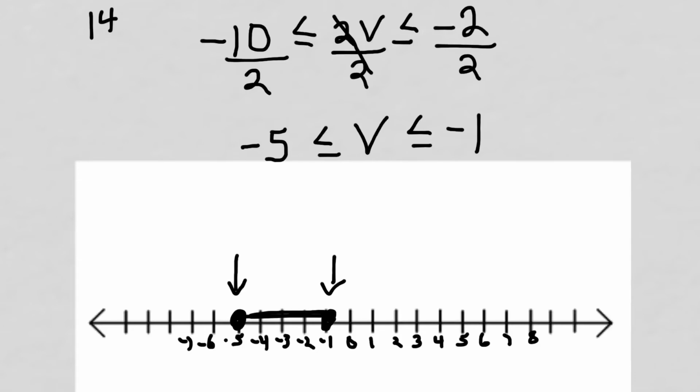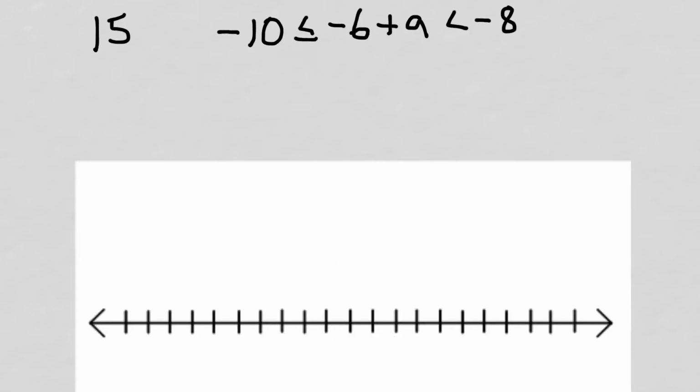All right, let's move on to 15. Another inequality here, compound inequality, and this is just going to be one step. This is a pretty easy problem. I guess the biggest challenge of this is graphing it. This is negative 10 is less than or equal to negative 6 plus a is less than 8. Need to get a by itself. First thing I want to do is add 6 to all 3 sections.